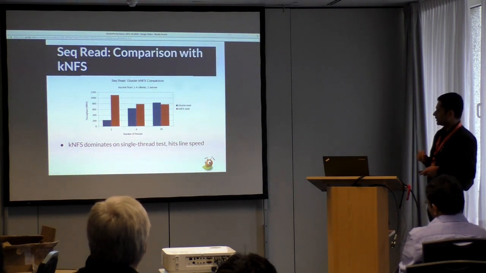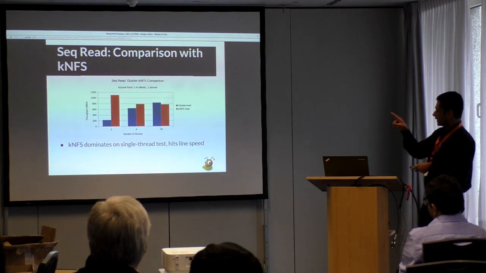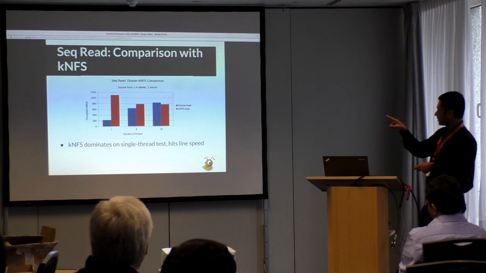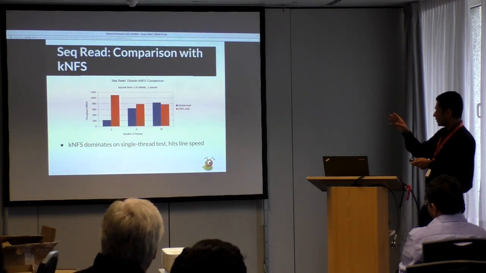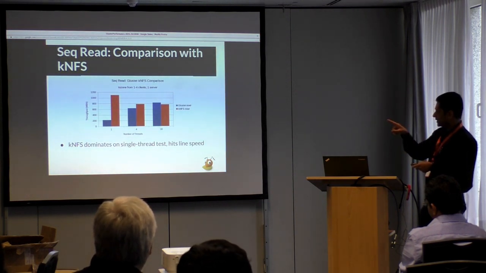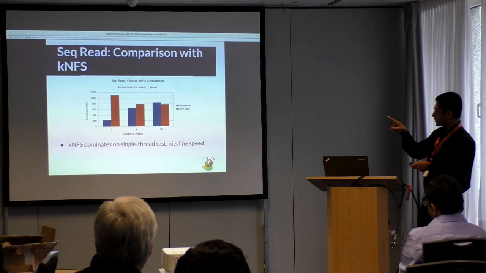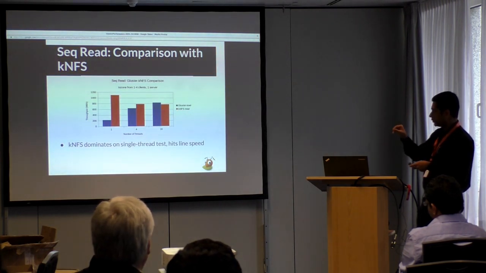So this one is interesting. Same test for sequential read. If you look at 4 and 16 threads, kernel NFS does a little better for 4, Gluster does a little better for 16. But for the one case, this is one IO zone thread writing to one file, sequential IO.